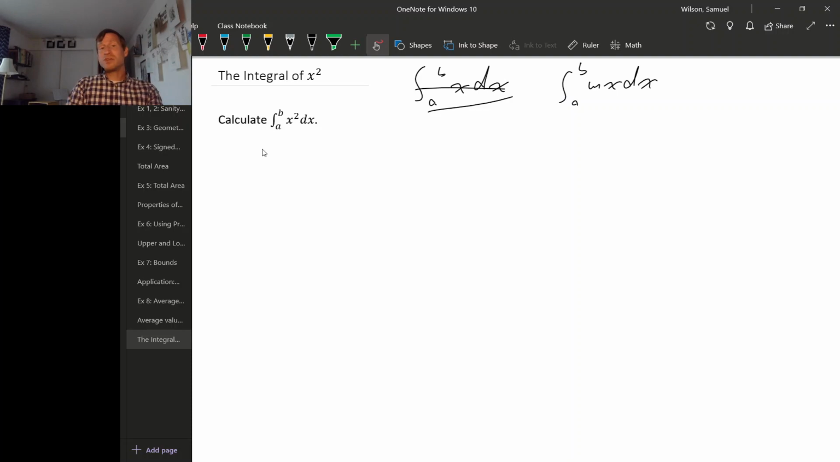But another one that we've been using is this one, the integral from a to b of x squared dx. And this one we used actually several times, so it would be worth it to see why this comes out to be what I said it should be.